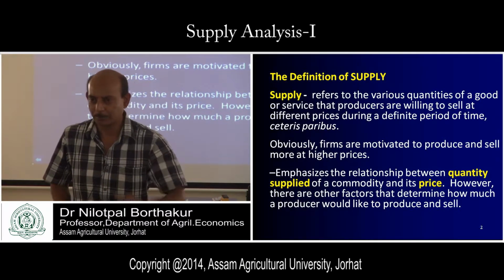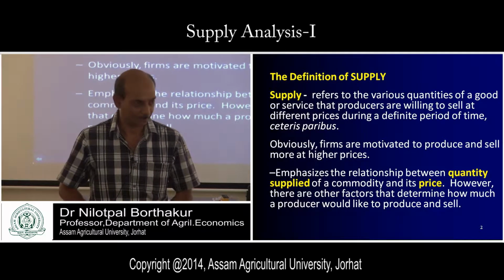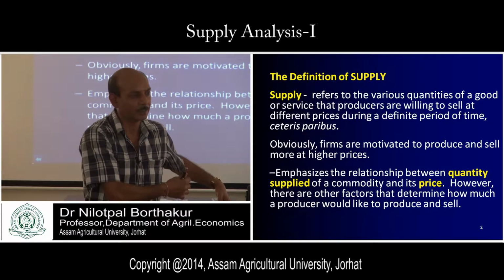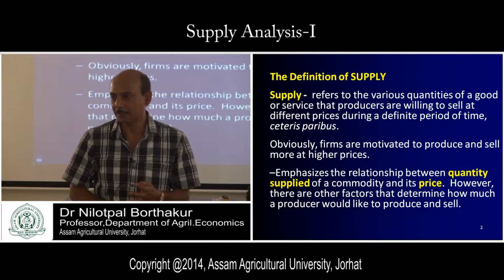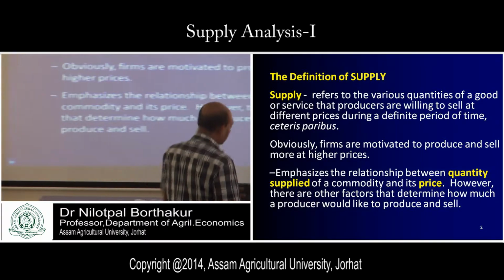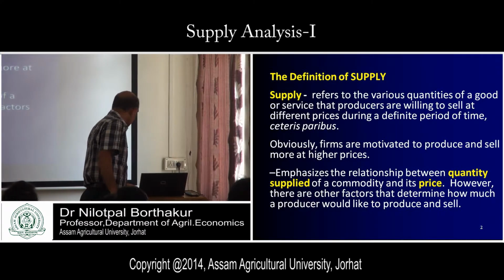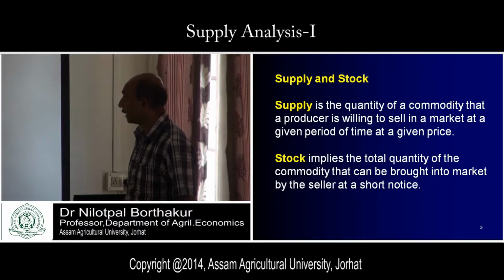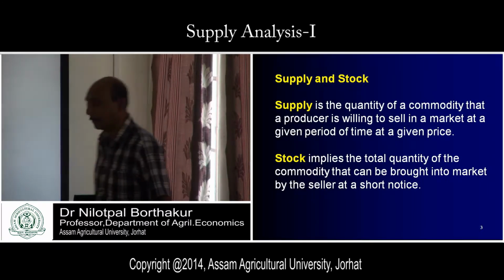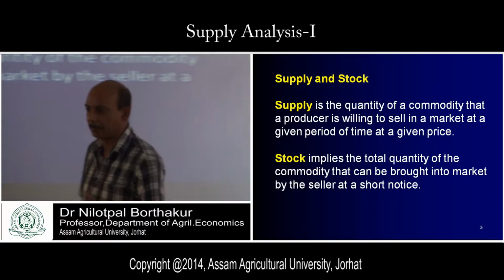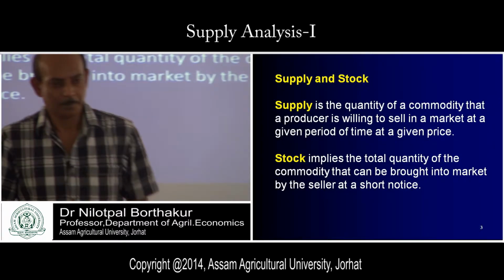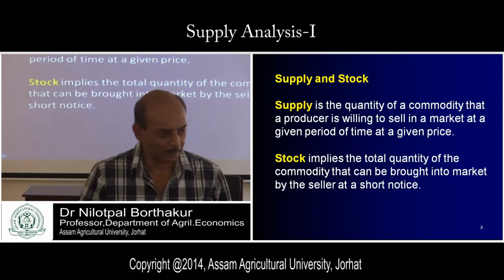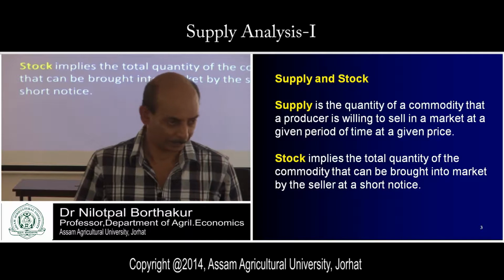Suppose the price goes down to 2 rupee a kilo because of certain problems. What will they do? They will withdraw all the potato from the market and keep it in the store. This is the difference between supply and the stock. Supply is the quantity that is offered for sale, or the producer is willing to sell in the market at a given price during a given period of time.